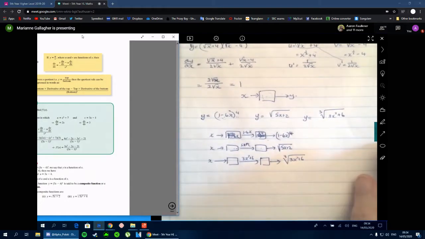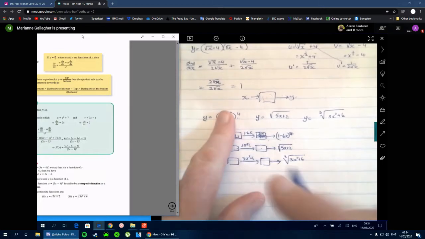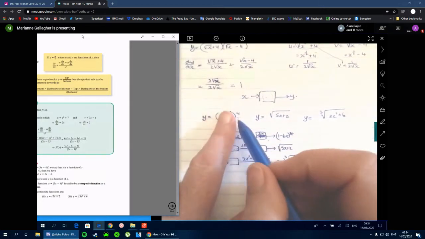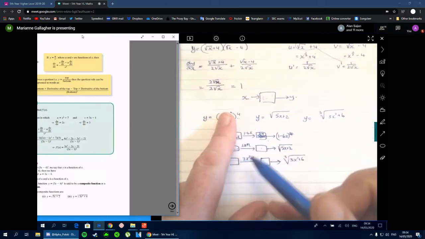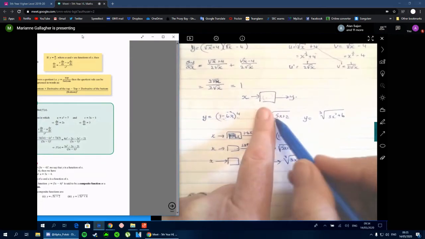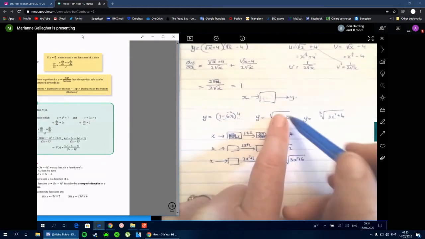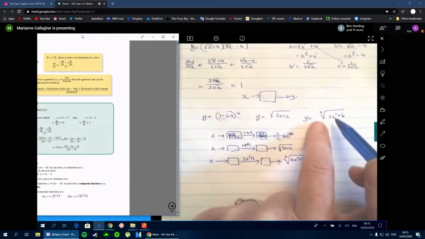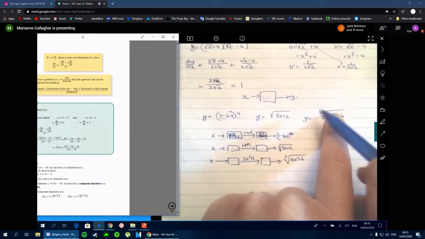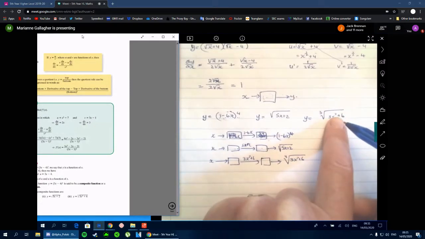Right? So you've got 2 different functions going on. This is your first function. The second function is something to the power of 4. First function is 5x plus 2. Second function is square root. First function is 3x squared plus 6. Second function is cubed root of that, sorry.